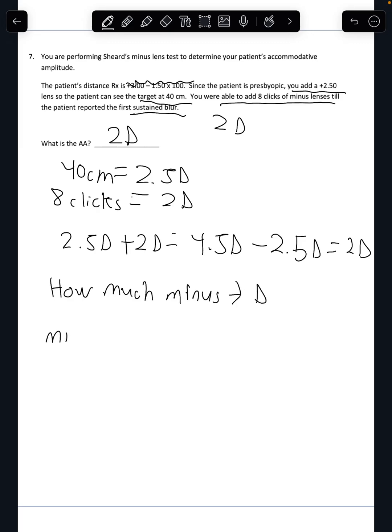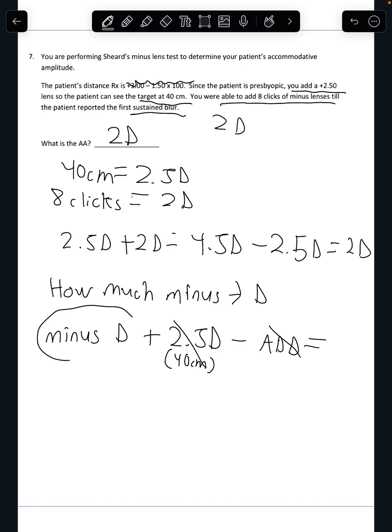And we take that amount, we add the amount of demand from the target, which is usually 2.5 diopters because of 40 centimeters. And then if the patient is wearing an add, we subtract the add. And I've never seen this problem given without the add being +2.50. So usually in the end, you end up canceling the add power out with the 40 centimeters and you just end up with whatever amount you added to the eye.